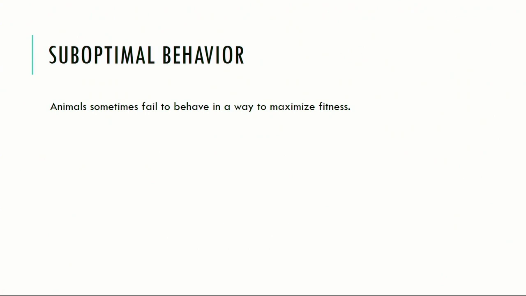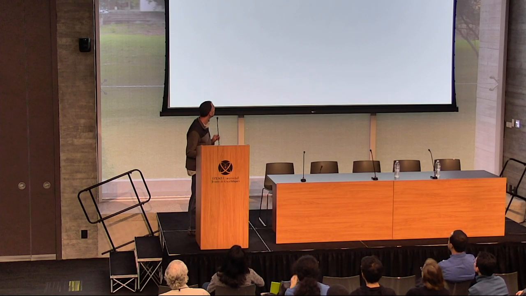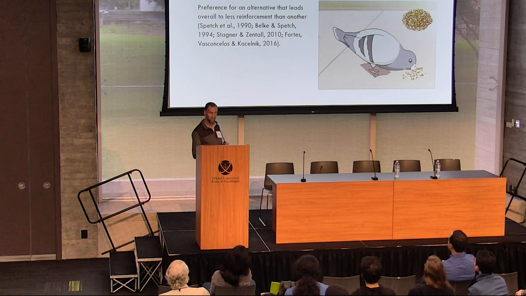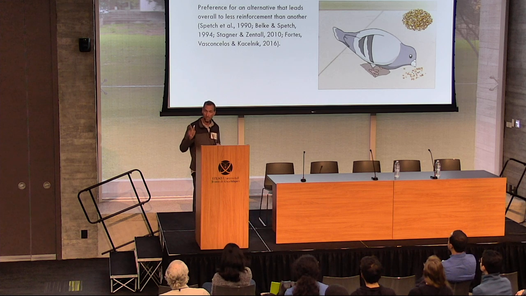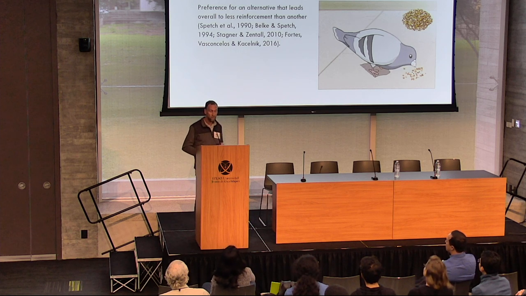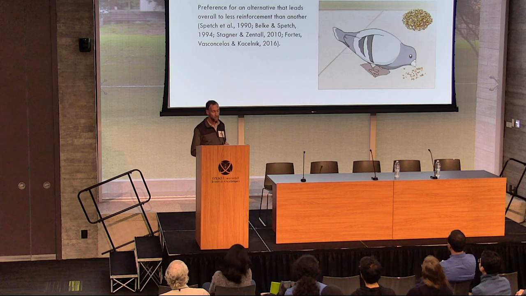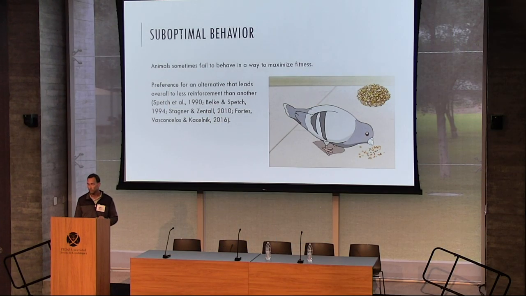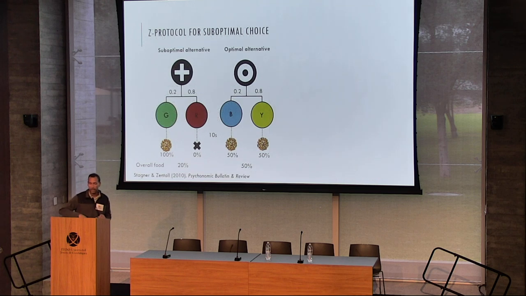The introduction is really, at this point, not really necessary because you've already heard two talks on suboptimal behavior. We know that under certain conditions, maybe artificial lab-derived conditions, animals, including humans, as Tom Zentall has pointed out a lot, will behave in ways that don't seem to maximize fitness, choosing maybe in a food task preferences that lead to less overall reinforcement. And one of the primary tasks that's been used over the years to study this kind of suboptimal choice has been referred to as the Z protocol, after Tom Zentall.